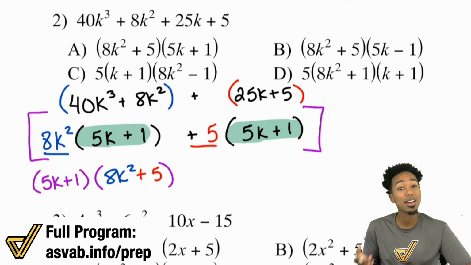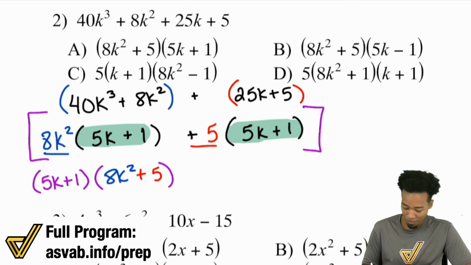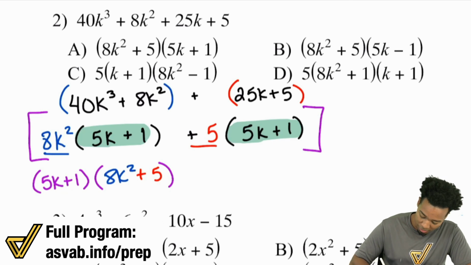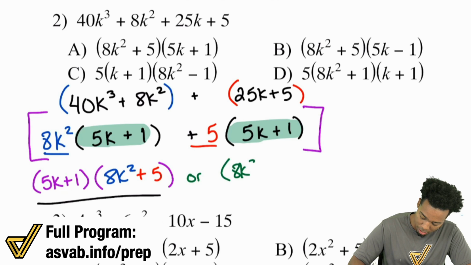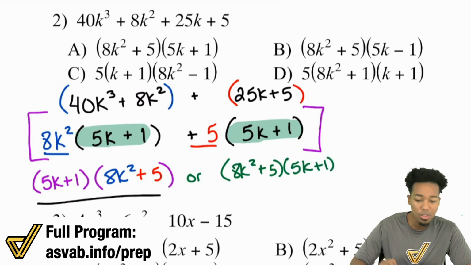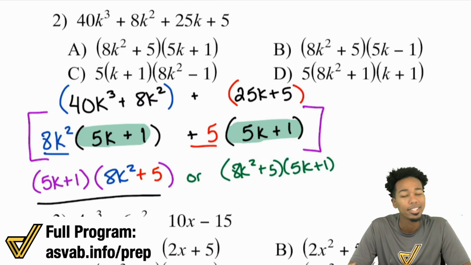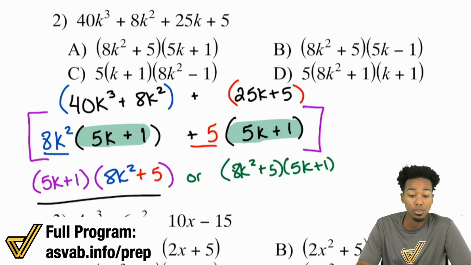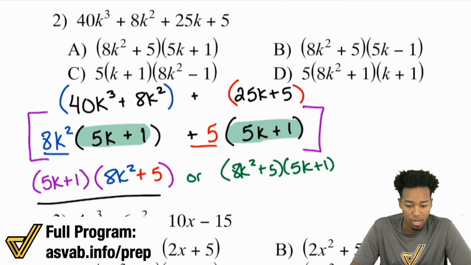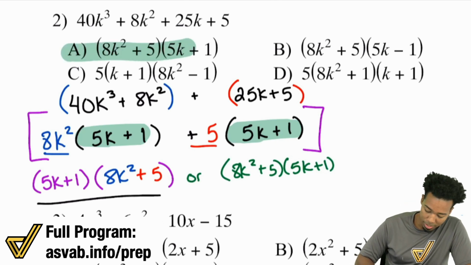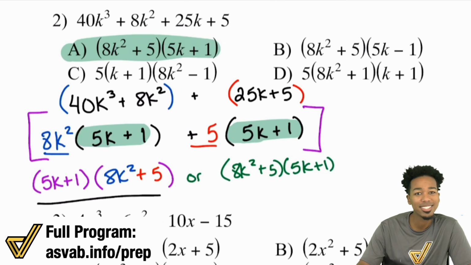That's what factoring by grouping looks like, my math party people. And so with that said, remember that this can be written like this, or it can be written the other way, 8k squared plus 5 times 5k plus 1. Either way to be written, it's fine. And so the final answer here, let's go ahead and check out where the answer lies. It's going to be answer choice A, just like that.